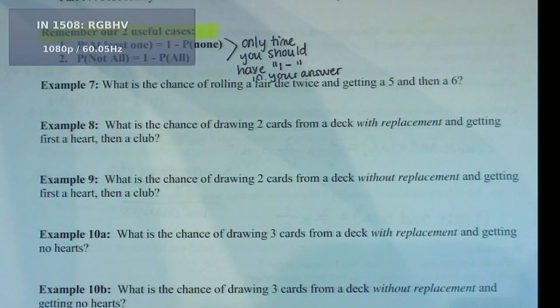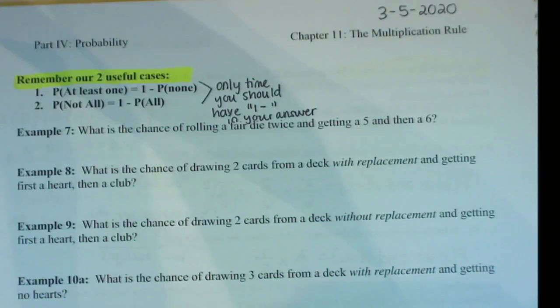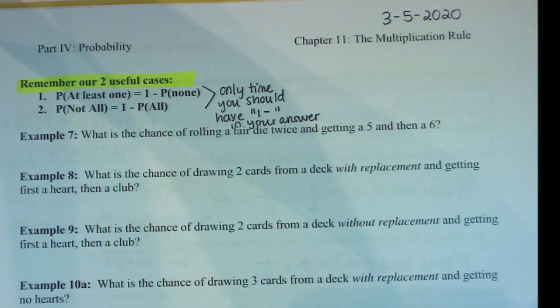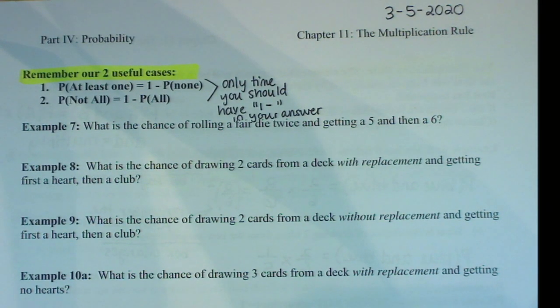Where we left off, we were on page 100, and I introduced to you guys these two special cases where it's actually easier to look at the opposite chance than the actual chance that they're asking for. So I want to do a couple more of these examples, and then we're going to move on. But the biggest piece of advice that I can give you guys for probability is this.